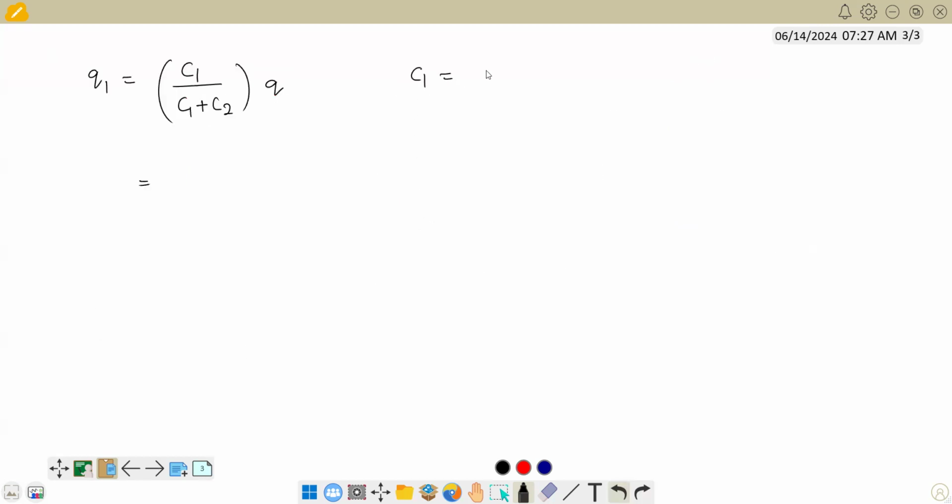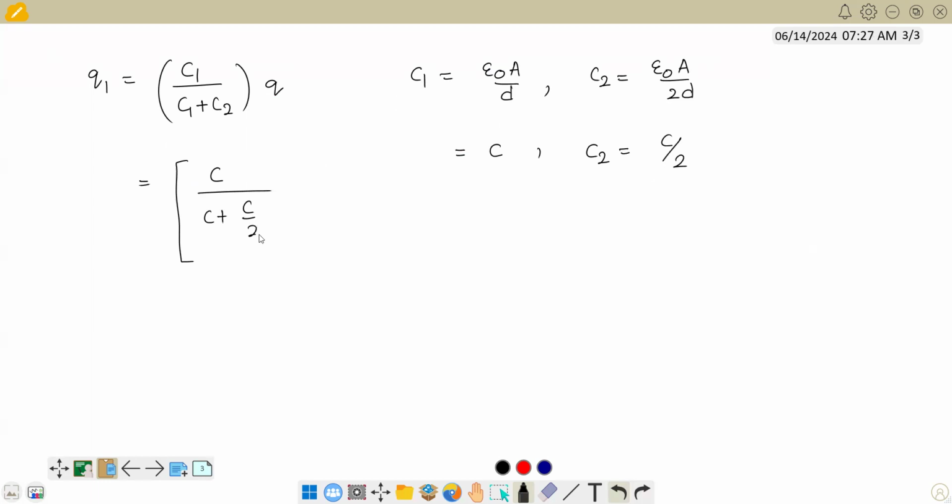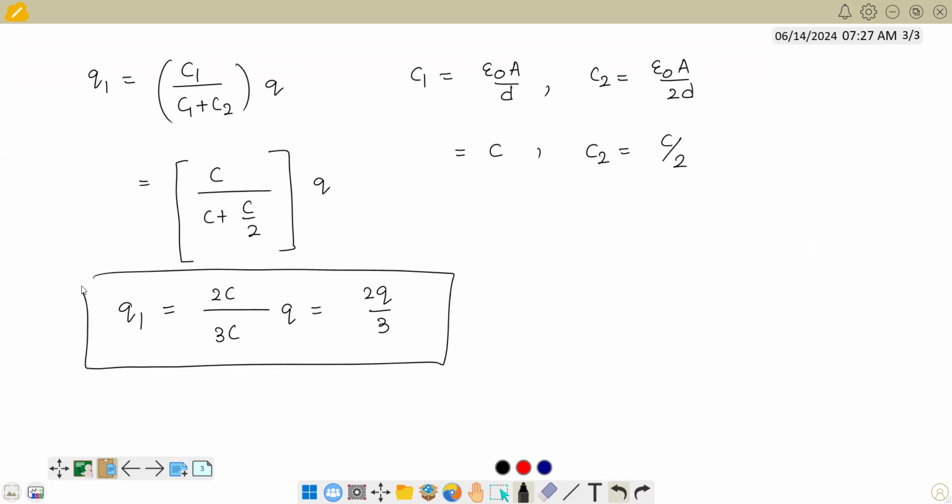So C1 is epsilon naught A by D. C2 is epsilon naught A by 2D. So let me call this as C. So C2 would become C by 2. So if I substitute that over here, C by C plus C by 2 into capital Q. So we get 2C by 3C into capital Q. So it would be 2Q by 3, small q. So this is what we get. So we finally got Q1 equals 2Q by 3.